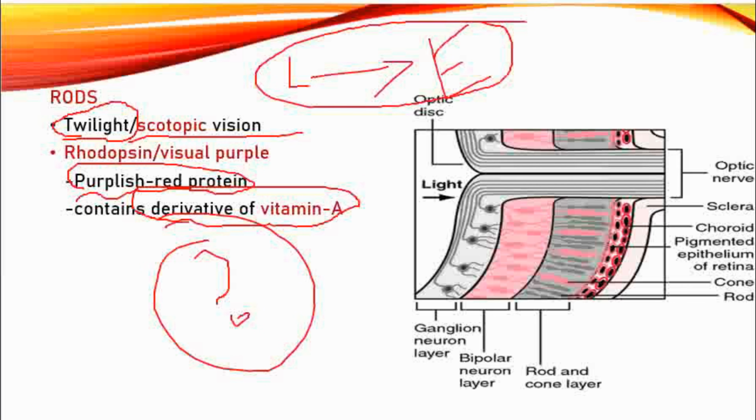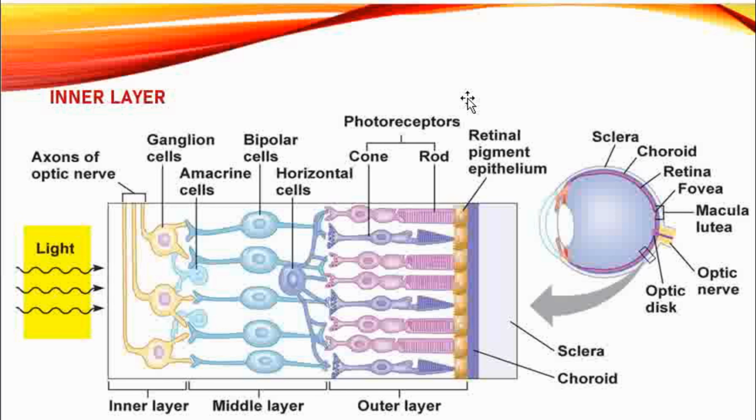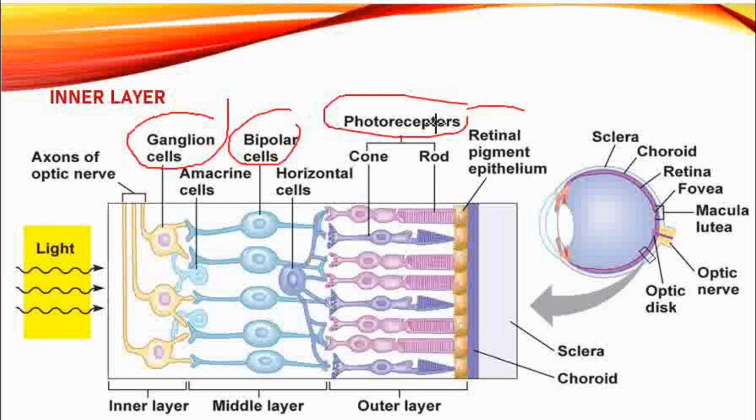So next, this is about the rods. So this is the inner layer. What we all saw, just a summary: we saw the ganglion cell, bipolar cell and the photoreceptors, the rods and the cones. So we have the retinal pigment epithelium here. This is the whole picture, all the cells you can see here.